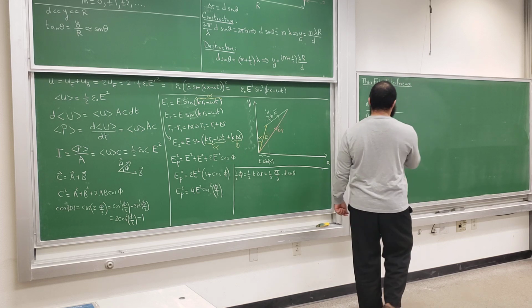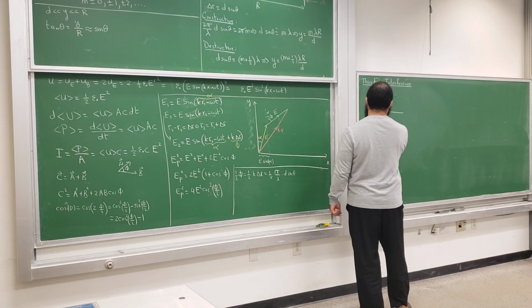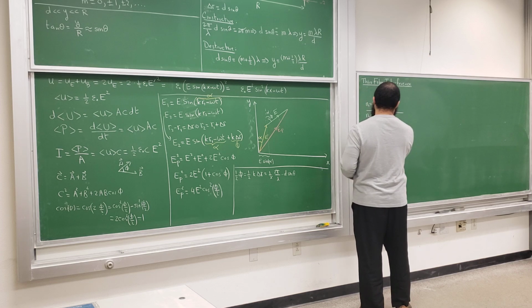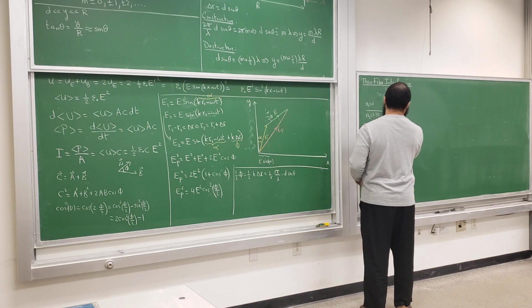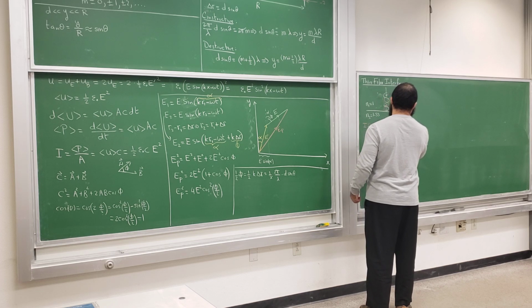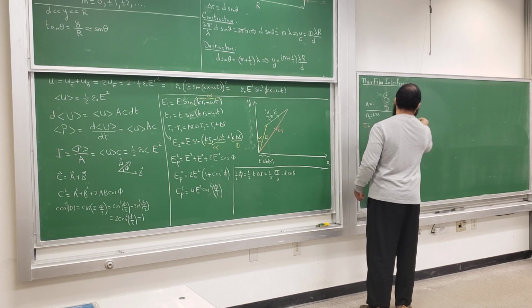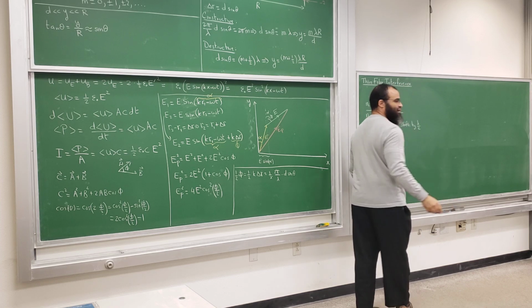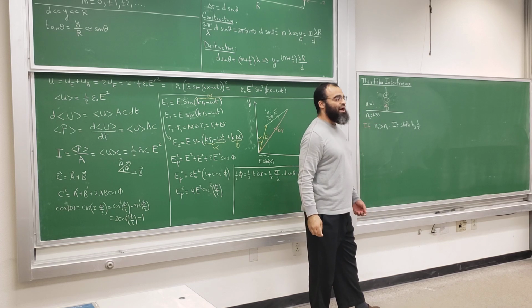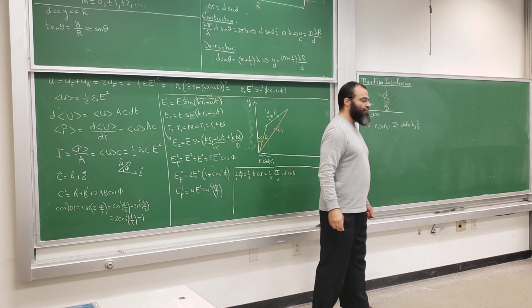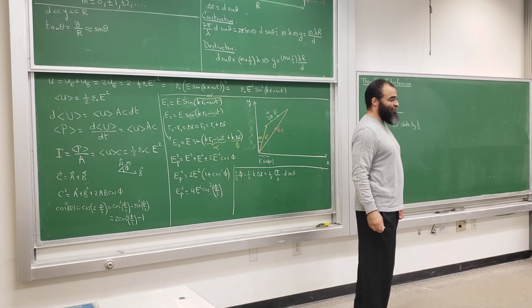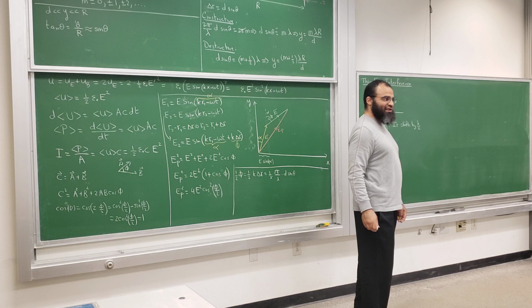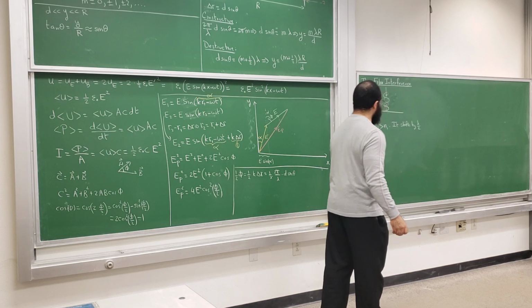So when it reflects, if N2 is greater than N1, it shifts by half a wavelength, right? If we're talking about angles, by a pi. Upon reflection, it shifts by that much. It's as if it traveled an extra distance of half a wavelength. Does that make sense? It's as if it traveled an extra distance of half a wavelength.